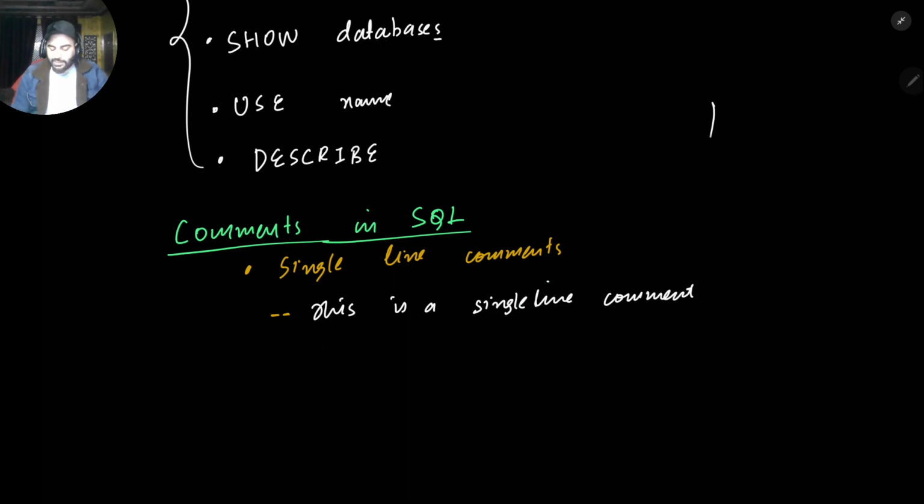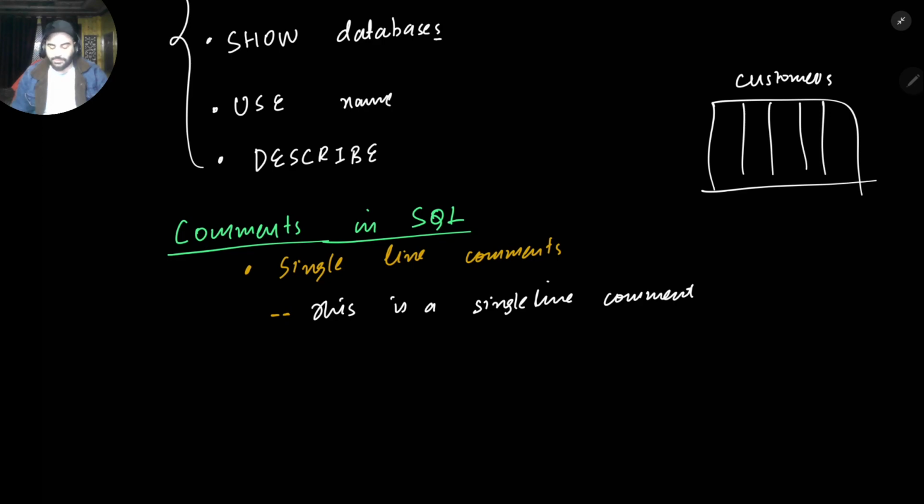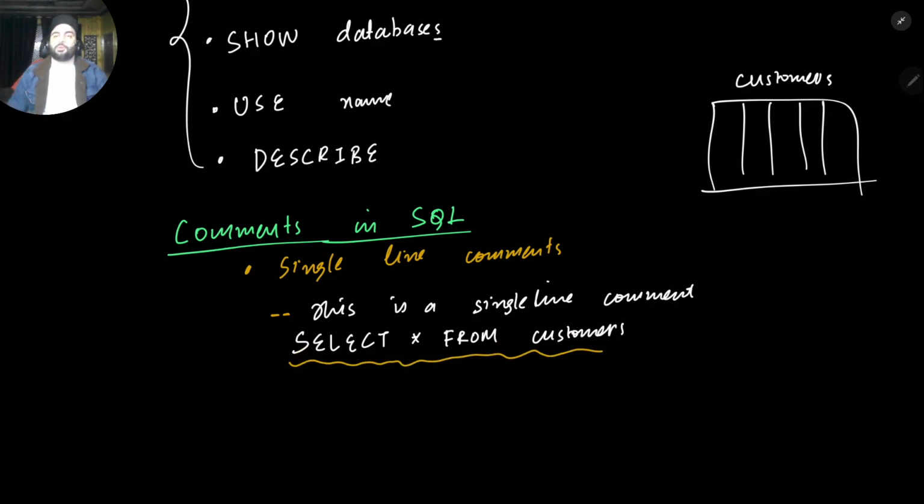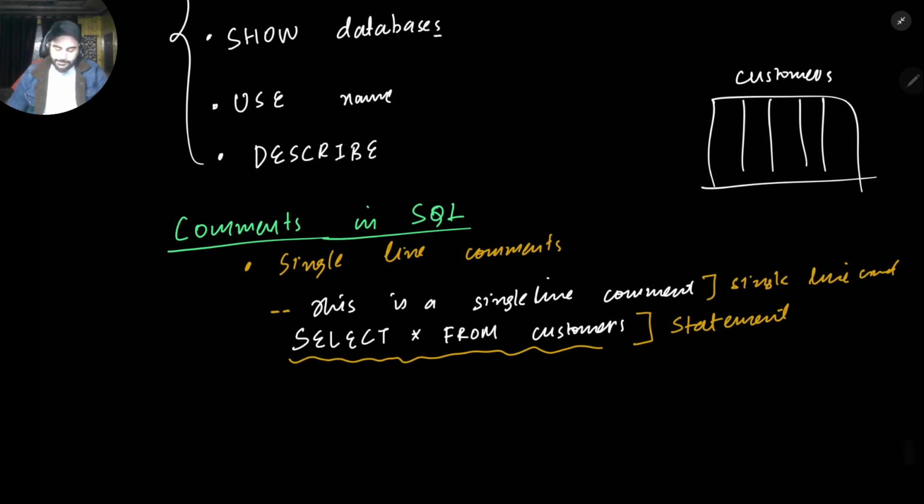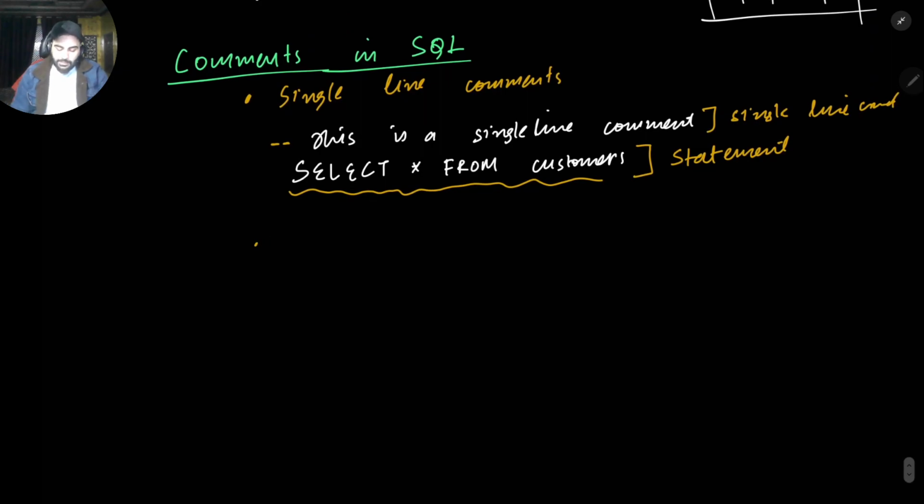For example, you have a table named customers, and you want to select something from the table. You will then write the command select star, select everything from customers. I don't want to focus on this syntax. We'll do this syntax when we go to the coding hands-on. But here, see how we have defined a single line comment. This is an SQL statement, and here it is a single line comment.